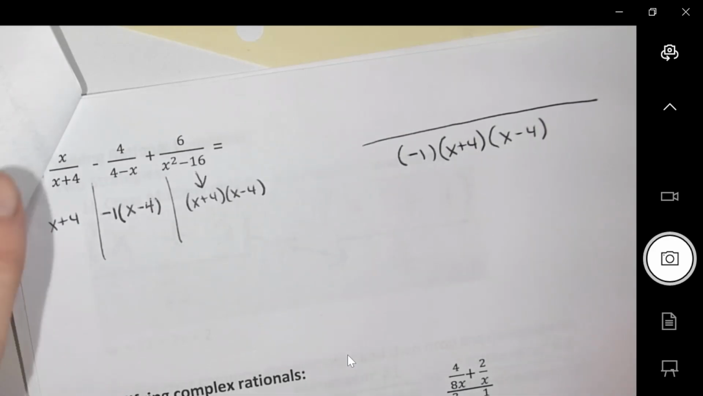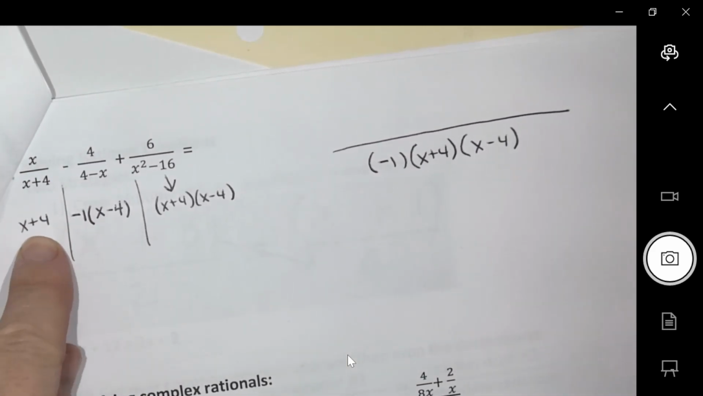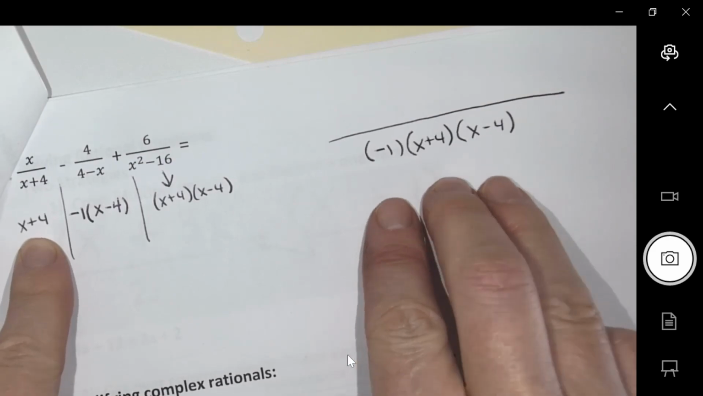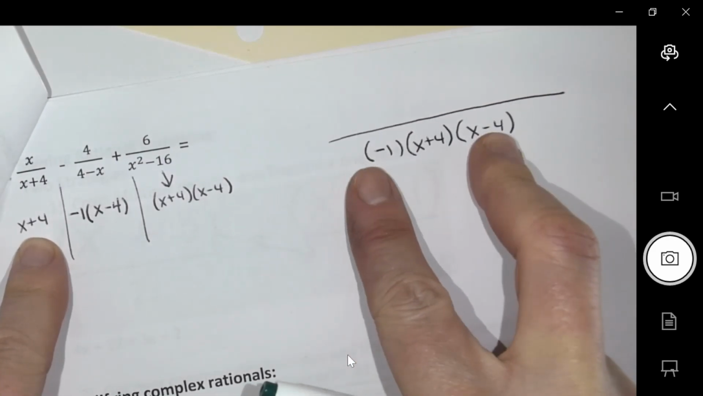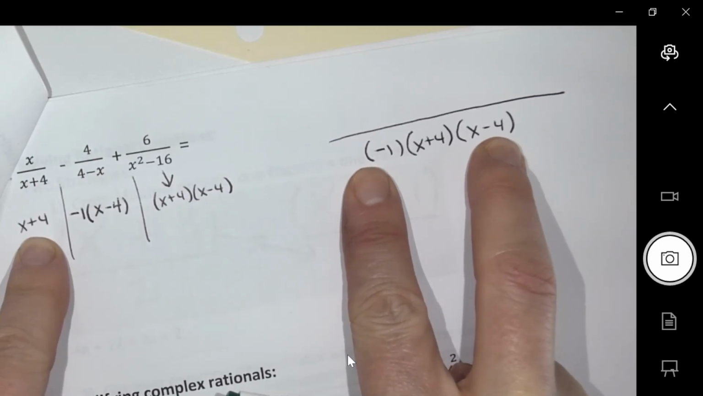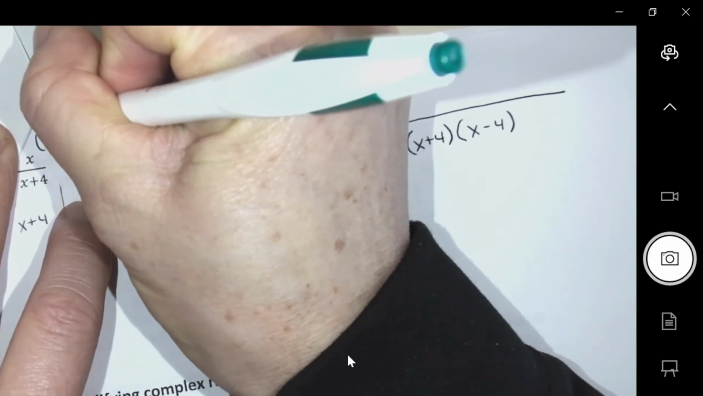All right. What do I have to do from here to here? I'm going to be doing a multiply by those 2 things. I'm going to have to multiply by 2 things: a negative 1 and an x minus 4.